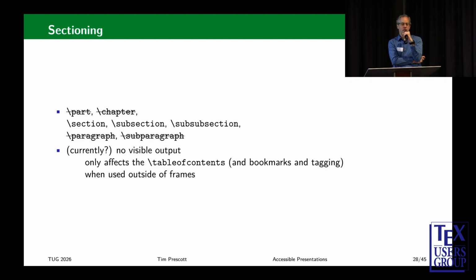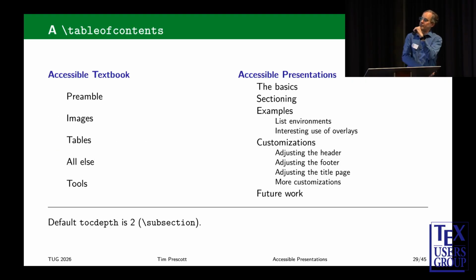But at the moment, just the section command itself doesn't give us any visible output. What it does is it affects the table of contents and the bookmarks and the tagging. So for example, if I take the sectioning that I've used throughout this document, throw in a table of contents, now I get, here's what my table of contents would look like.